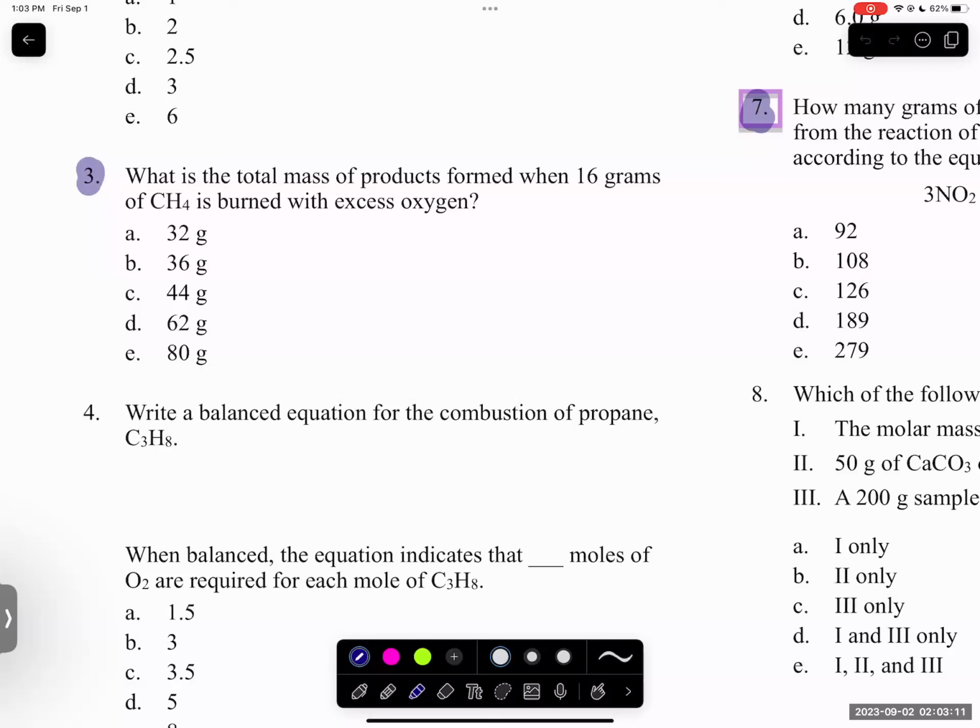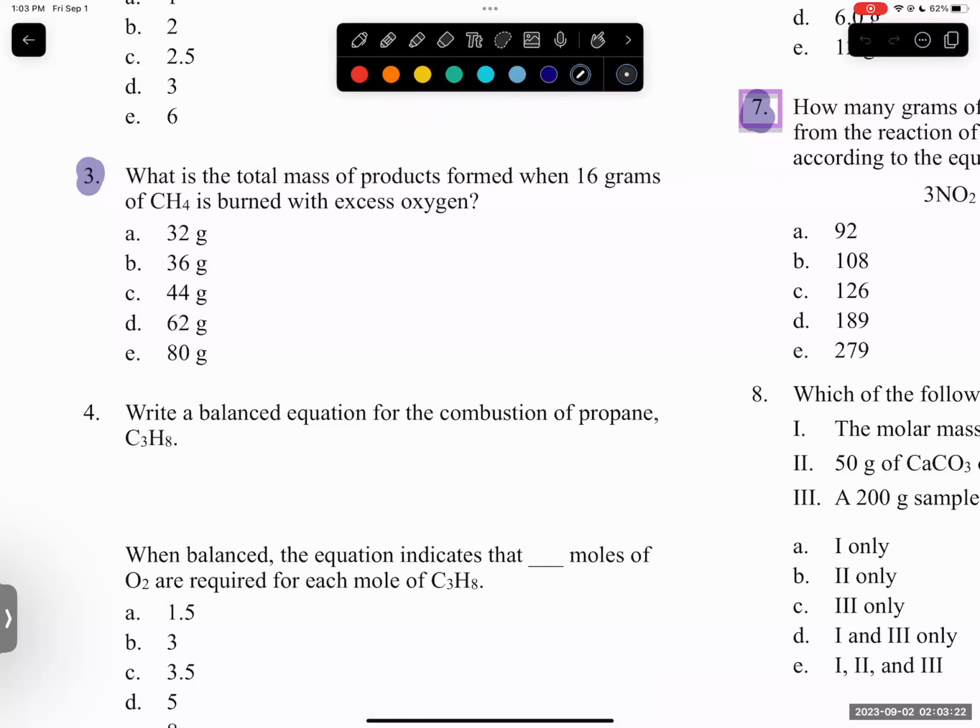Who here remembers what a combustion reaction is? Yeah. What's the combustion reaction? CO2 plus H2O. Yeah, so those are the products. So CO2 and water are the products.